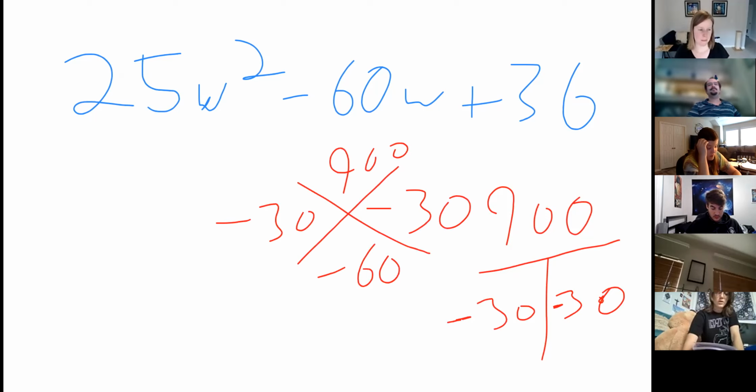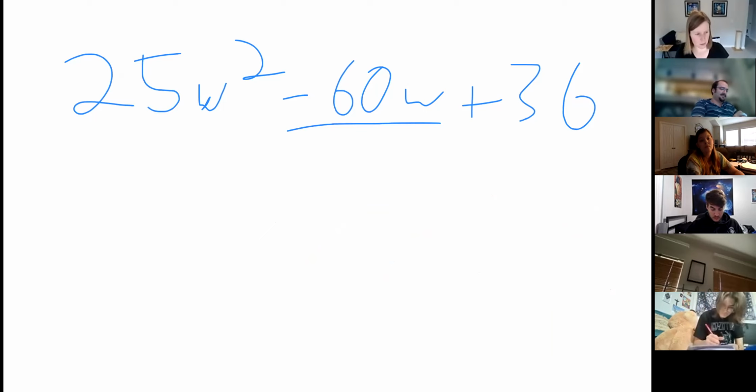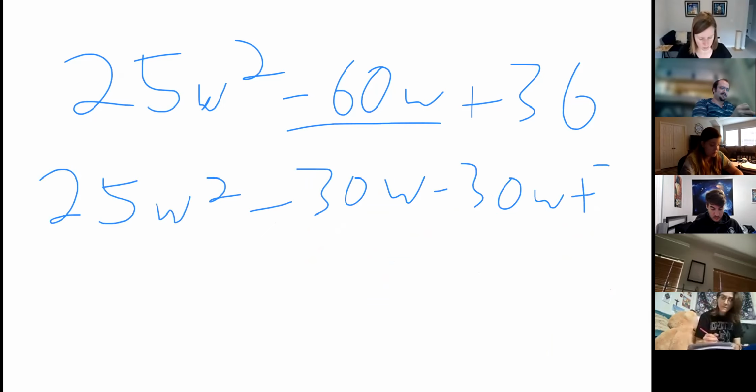Right. So then I had to rewrite my problem, and I got 25W squared minus 30W minus 30W plus 36. So we want to break this thing up into those magic numbers we just found, which were minus 30 and minus 30. So this is my side work to find minus 30 and minus 30. You might have done this one a different way. And if you did, we might talk about it in just a second. So we're breaking that middle thing up into minus 30W minus 30W, plus 36?